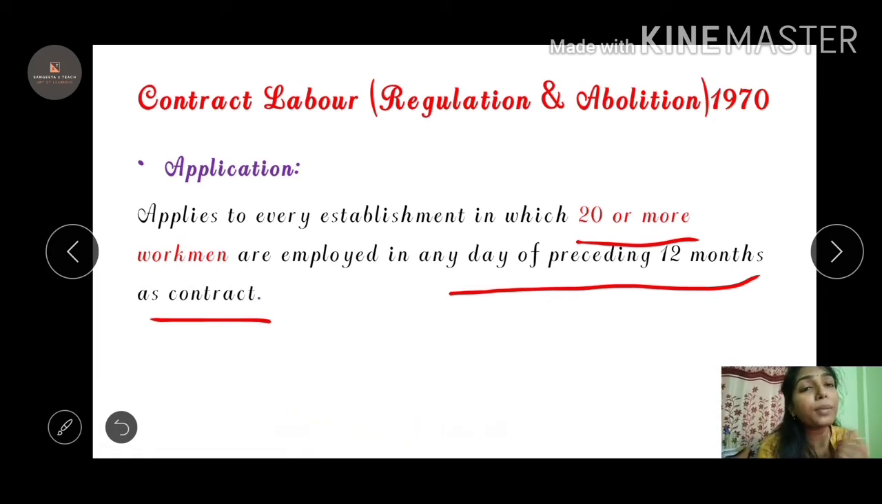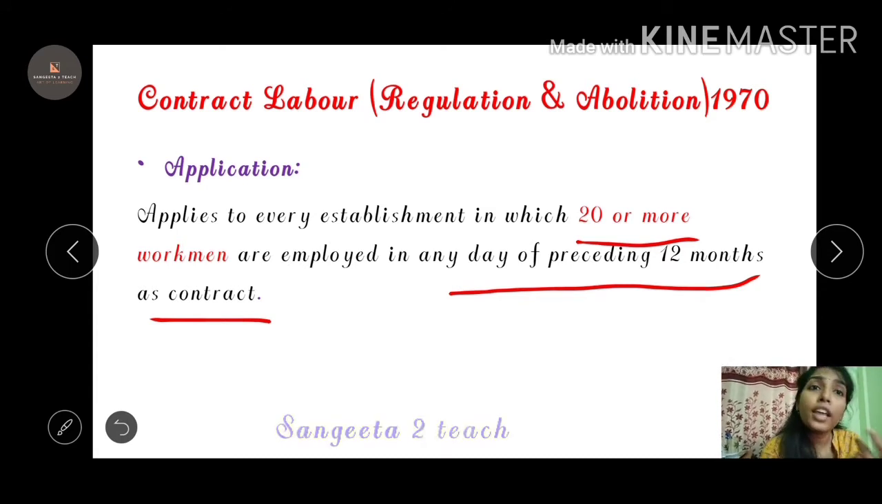You might have a question: what if the establishment does not have 20 members? Then is it not applicable? It is applicable where the appropriate government comes into the picture. They will give you a notice for 2 months, and then it is applicable. You can also note a point on this. Please maintain your own handwritten notes so that it will help you in revision.